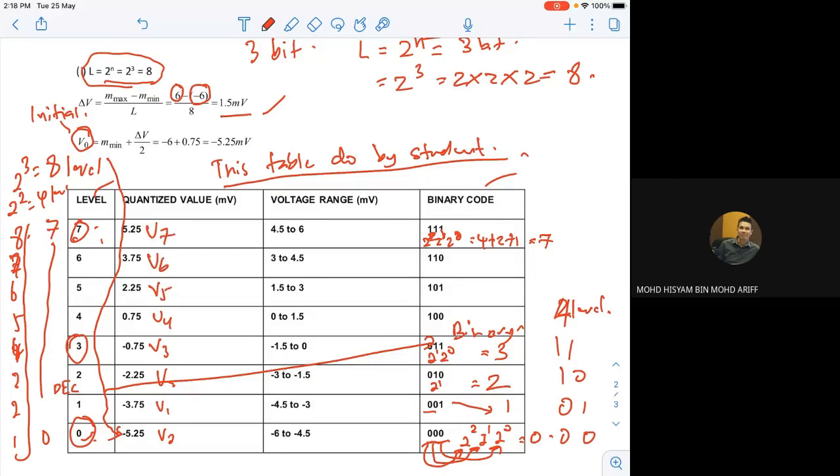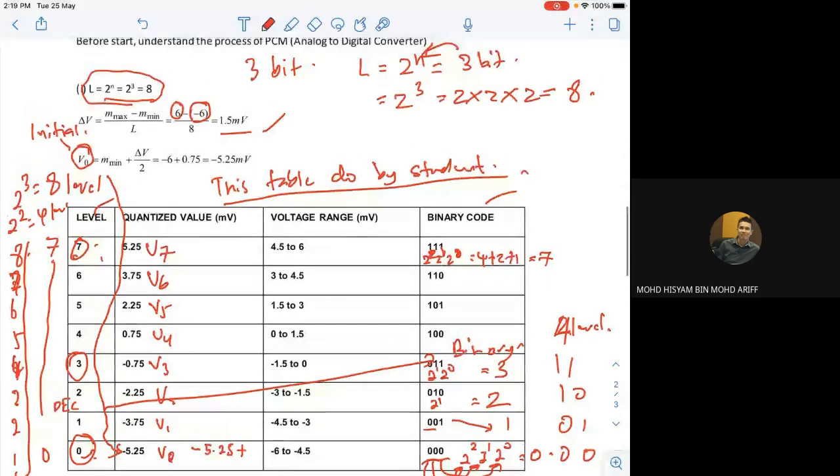Now, how do you get V1? You take this value, negative 5.25, plus delta V. Remember what delta V is: the difference, the interval. This is delta V, the location of the interval. For every interval you get delta V.